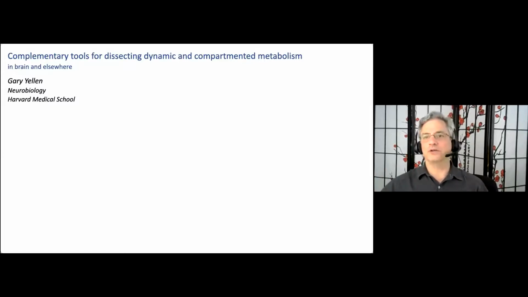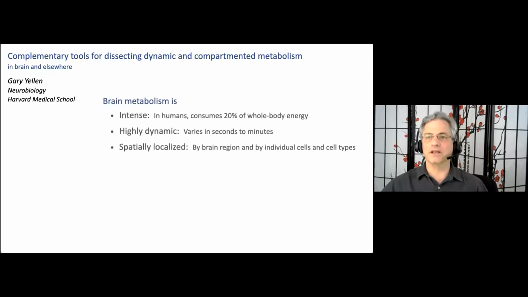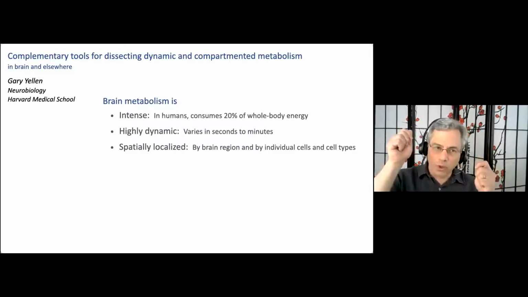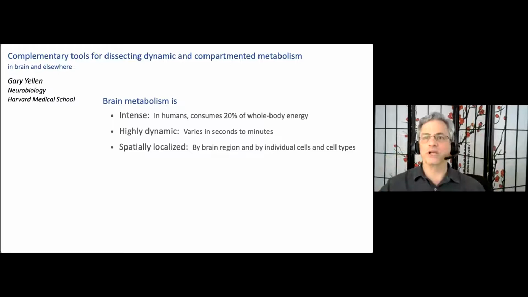The brain isn't unique in having very dynamic, very compartmented metabolism, but it is kind of an extreme case, and it's extreme in a few ways. In humans, the brain consumes up to 20% of whole body energy, hitting about 10 times its weight in terms of energy usage. It's extremely dynamic, varying in seconds to minutes, and it's very spatially localized. So in seconds to minutes, one part of the brain versus another becomes very active, and also it produces a lot of energy demand.